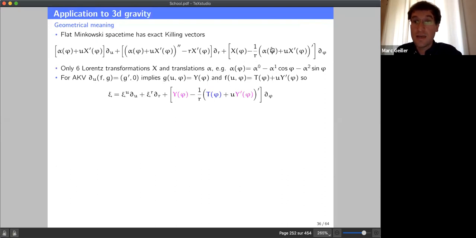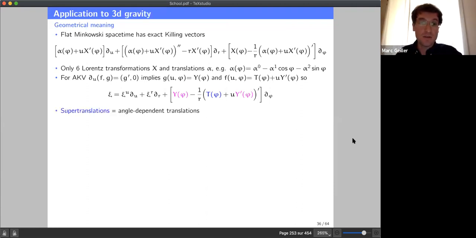You see that it's functionally exactly the same thing. Now x has become y, and alpha has become t. And now the big difference is that in this case, y and t can be arbitrary functions on the circle. And because y and t can be arbitrary functions on the circle, this is why we have an infinite dimensional enhancement of the algebra of Lorentz transformations and translations. So these angle-dependent translations, T, we call them super translations, because they can be angle-dependent arbitrarily.